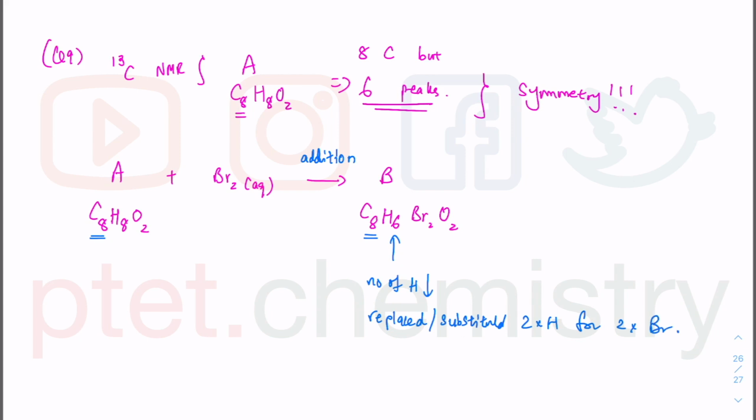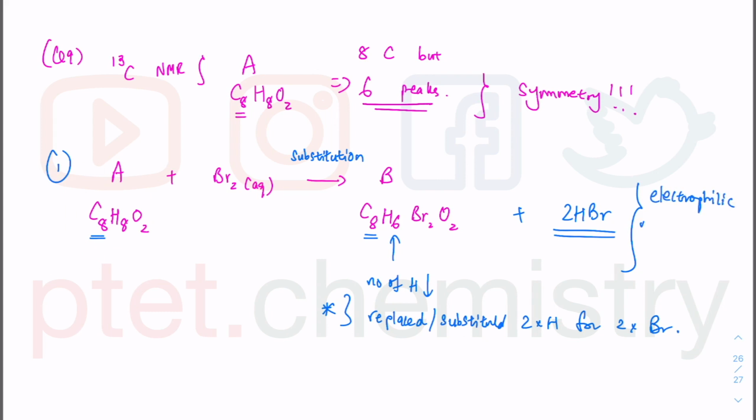So I was wrong. This cannot be addition. This must be substitution, based on my discovery that the number of hydrogen goes down. So a decrease in the number of hydrogen means we kick out HBr. We kick out 2 HBr. This is a balanced equation. This is your substitution reaction. This probably means it's going to have a benzene ring, because this is going to be an electrophilic substitution mechanism.